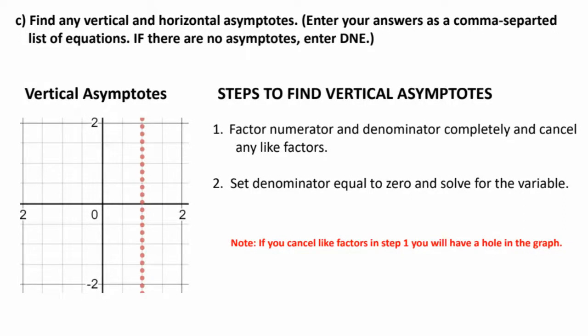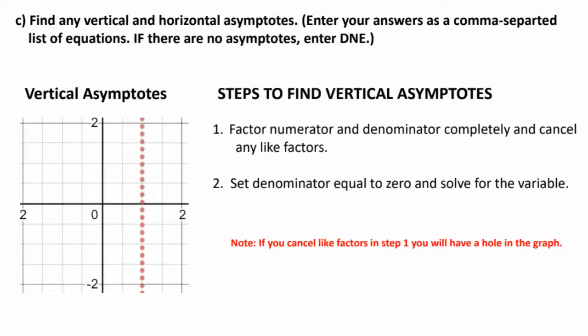So it's very important that we do this step before we start just looking at the denominator, to see if we can factor both the numerator and denominator. And step 2 is set the denominator equal to 0 and solve. If we find any restrictions after we've simplified, those restrictions end up being asymptotes, vertical asymptotes.